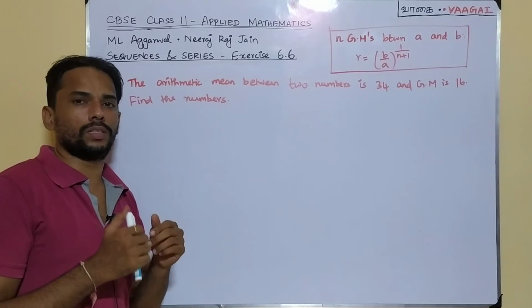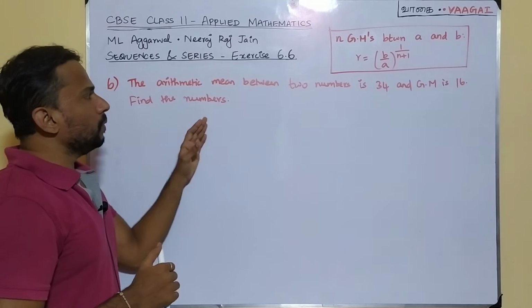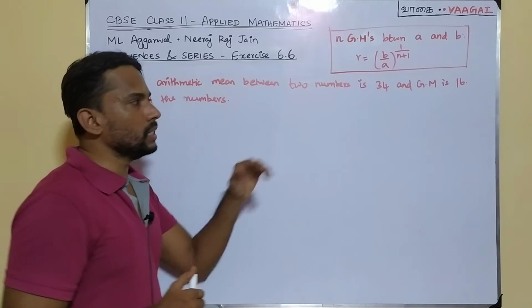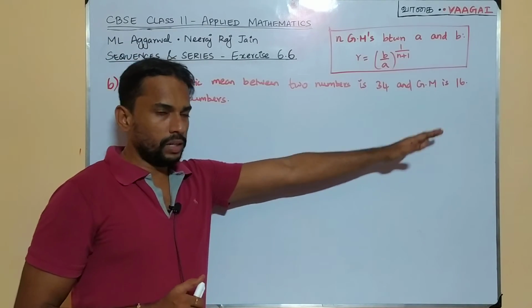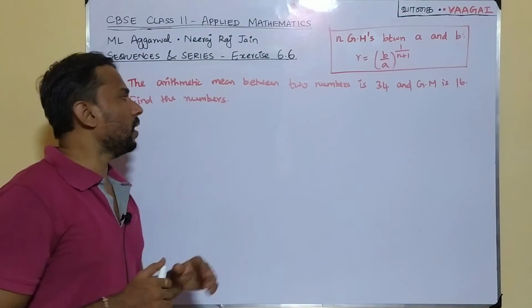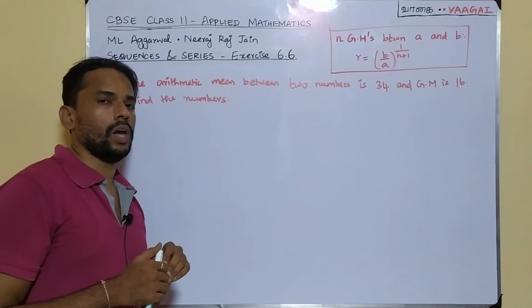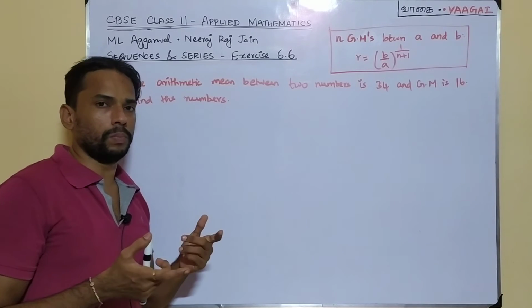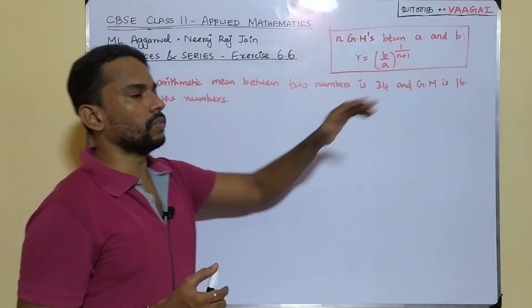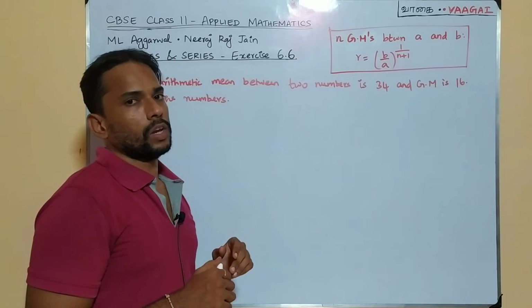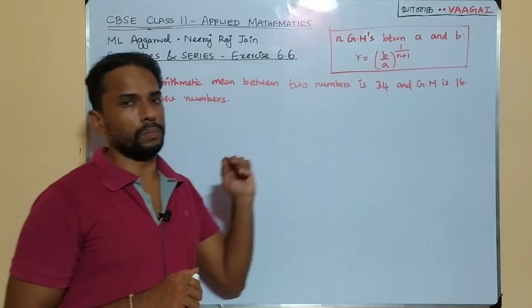We have question number 6. Here the question is, the arithmetic mean between two numbers is 34 and the geometric mean is 16. Find the two numbers. The question appears to be very simple. There are just two things given in the data, and using these two things we have to find the two numbers.